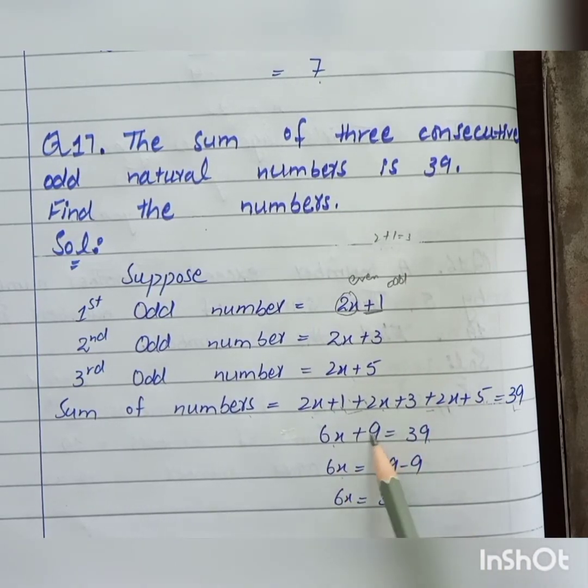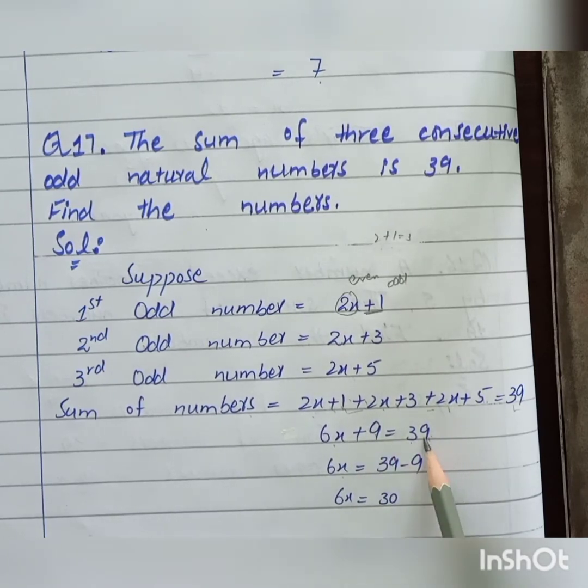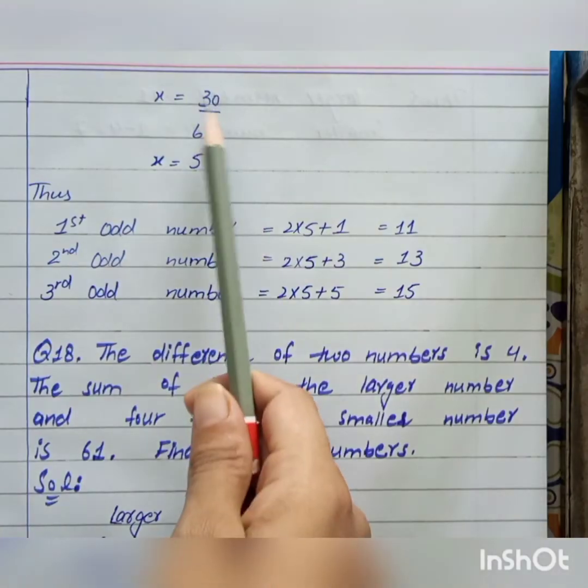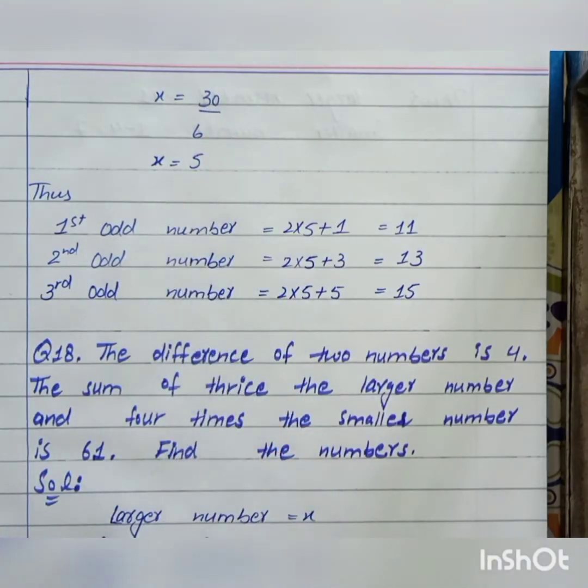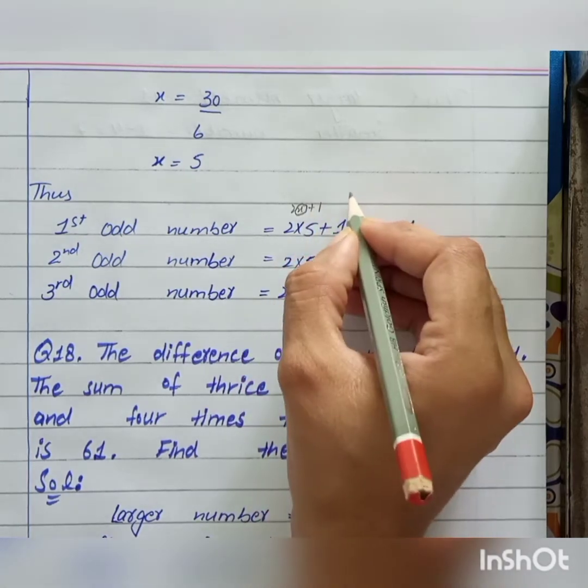So 6x as it is plus 9 is going to the other side of the equality, so it becomes 39 minus 9 is equal to 30. 6x is equal to 30, divided by 6, x is equal to 5. So first odd number is 2x plus 1, where x is equal to 5.